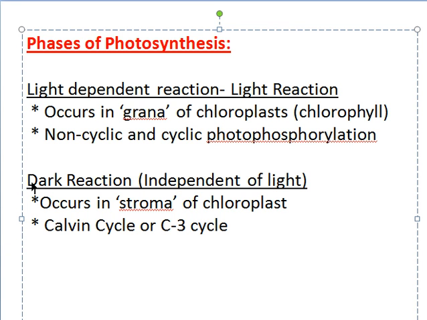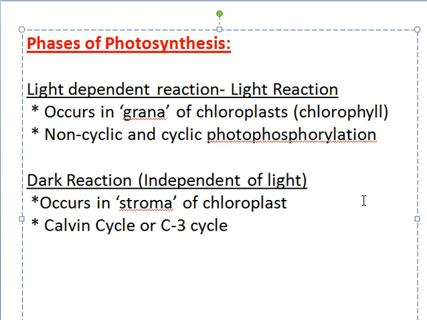Then the next phase of photosynthesis is the dark reaction. Now, dark reaction is not called dark reaction because it occurs in the dark or in the absence of light. It is known as dark reaction because it is independent of light. Whether or not light is present, dark reaction can still take place. This means that light reaction and dark reaction can take place simultaneously.